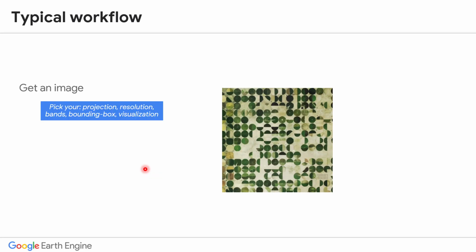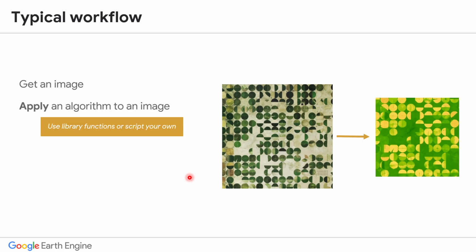I just want to again briefly tell you about the typical workflow of Earth Engine and how it works. It works by you picking up your image with a projection, resolution, bands, a bounding box, which is basically your study region, a region of interest, and your visualization, RGB, different colors. Then you apply an algorithm. This is very simple, like NDVI, for example, or NDSI, and you apply that algorithm, same as in ArcGIS, and you get an NDVI image.